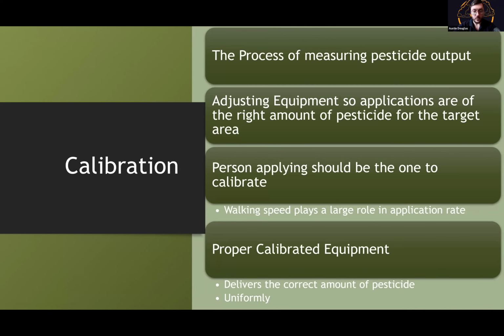Walking speed plays a large role in application rate. That's more so for turf. If we're thinking about how you have your pressures set, if you have a high pressure, high volume, and you lower the pressure, it's going to alter the calibration rate. If you have a cloud coming out of your spray gun or thick droplets, that's going to adjust the spray rate and the calibration. So all of these things come into play. Properly calibrated equipment is going to deliver the correct amount of pesticide uniformly.